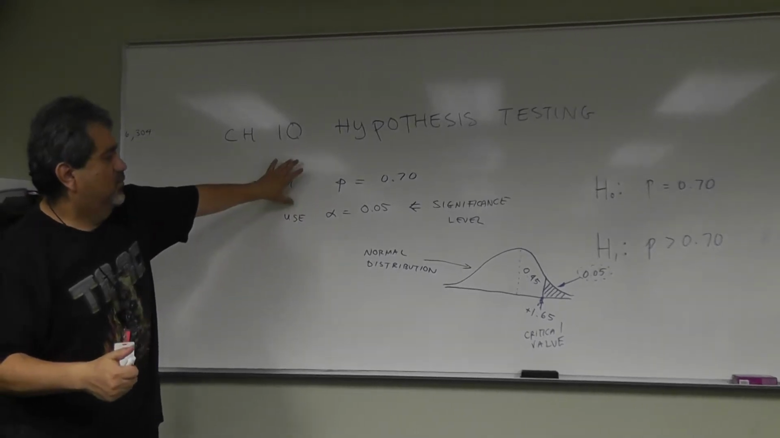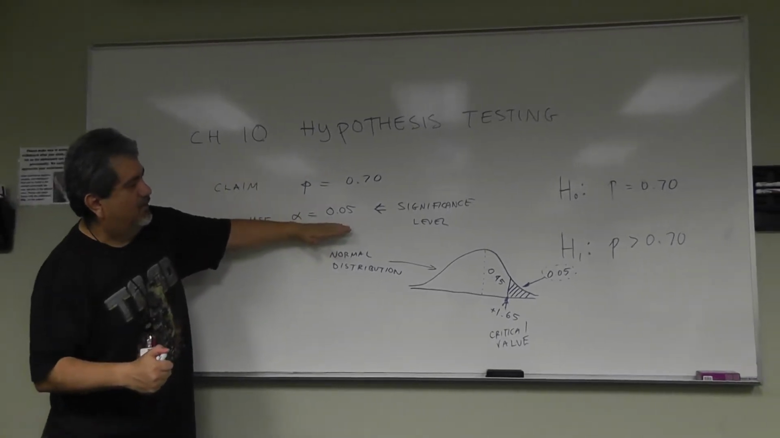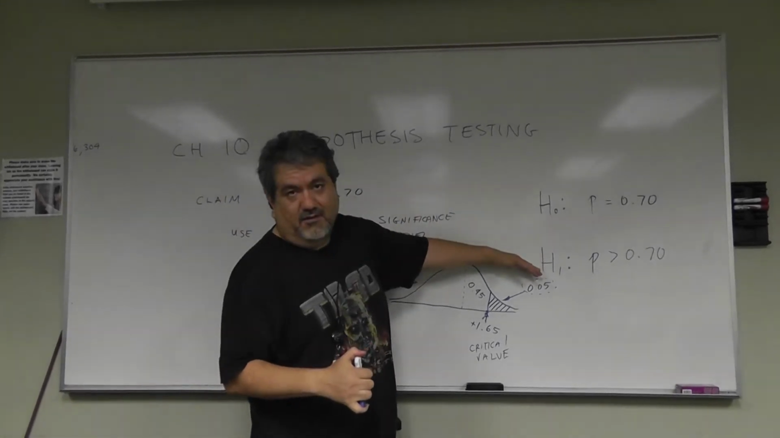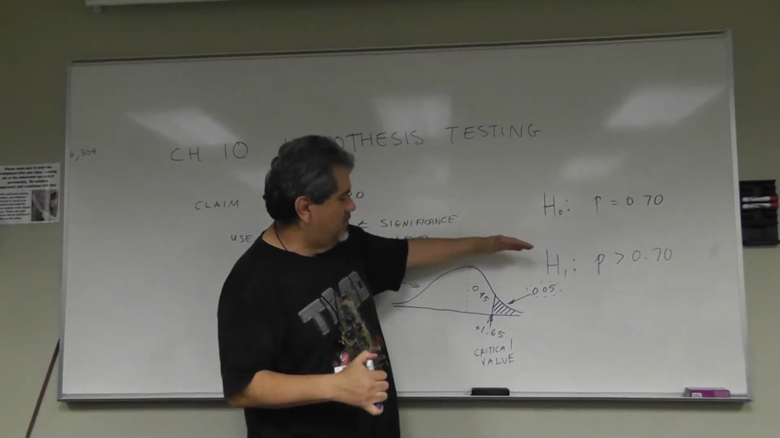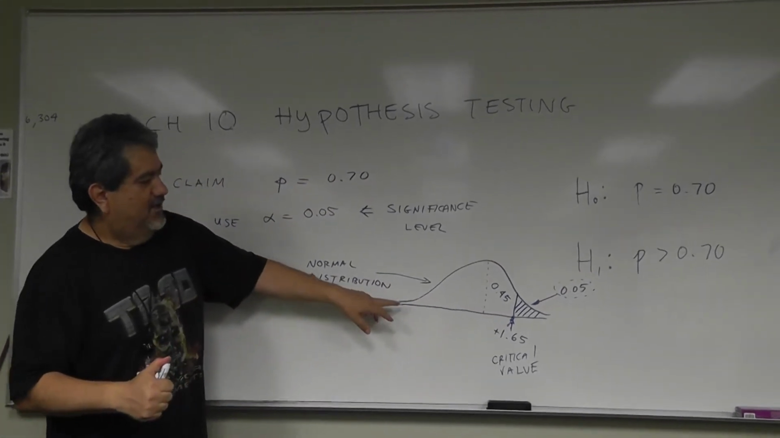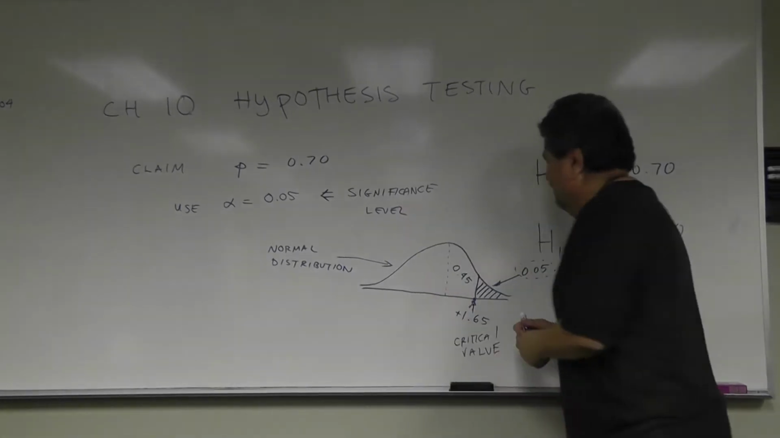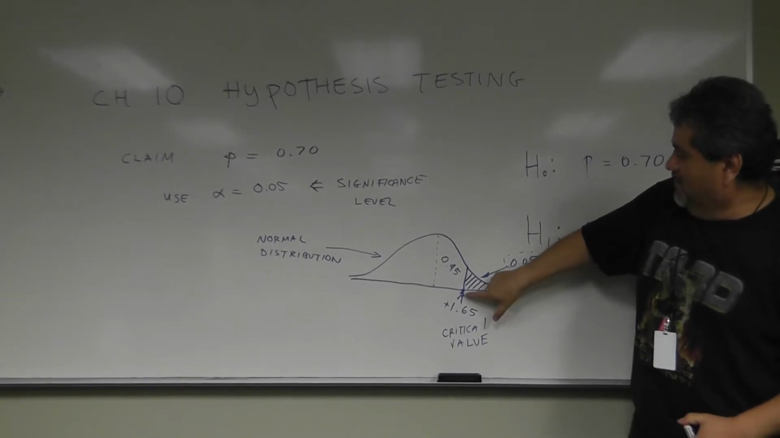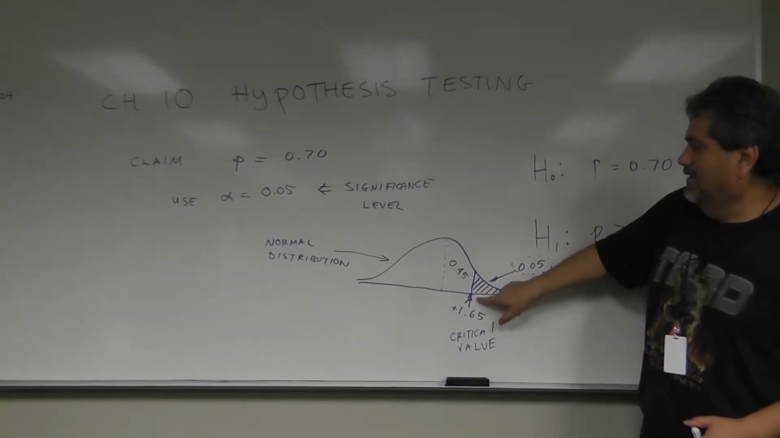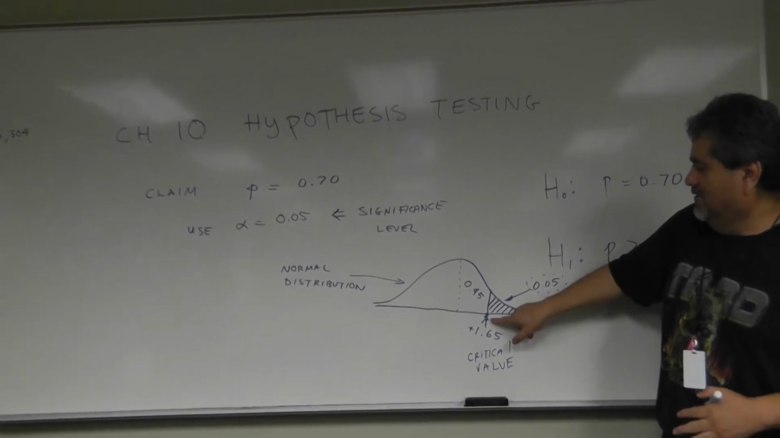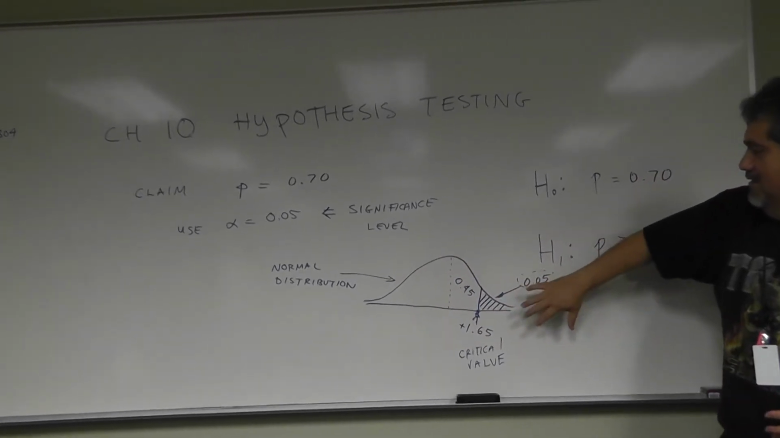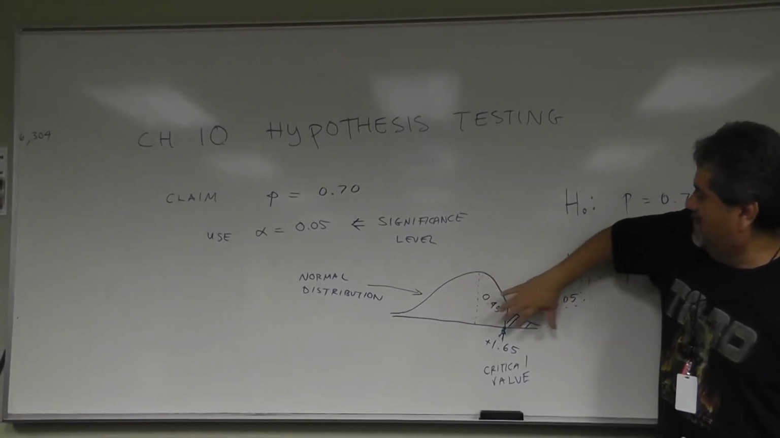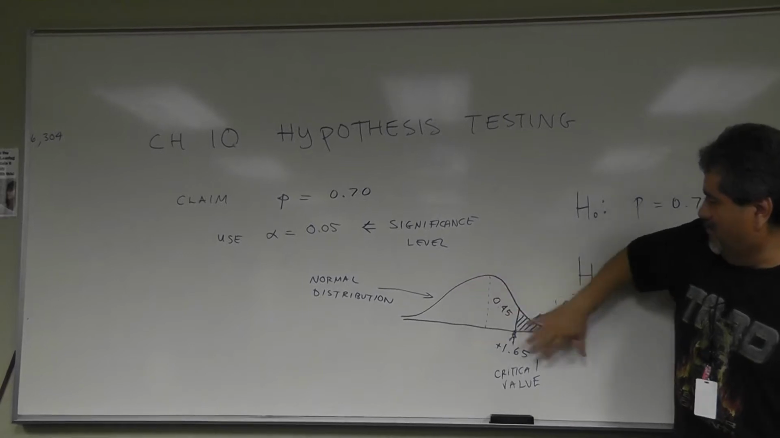So we have a claim, and we are given an alpha. With this data, we do the null hypothesis and the alternative hypothesis. And then from this, we are going to do the graph, and the graph will give us two areas, the null hypothesis and the alternative hypothesis. And then there will be what is called a critical value, and this will be the cutoff between the null and the alternative.